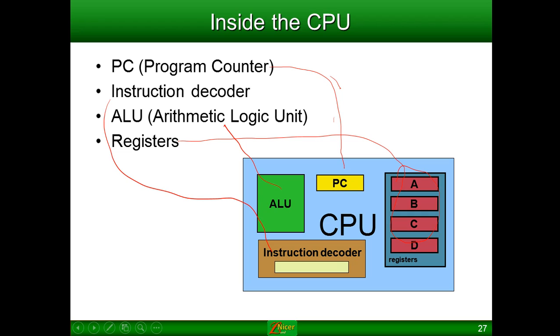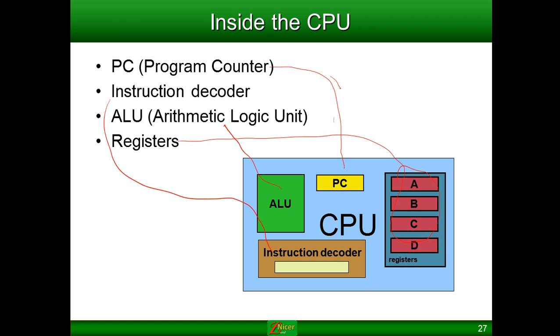What is the function of the program counter? It points to the address of the next instruction to be executed. Let's suppose we have five to seven instructions. Once the first instruction has been executed, the program counter makes an increment, which means the first instruction is completely and successfully executed. Now it's time for the second one. That's how the program counter tells the CPU which instruction to perform.